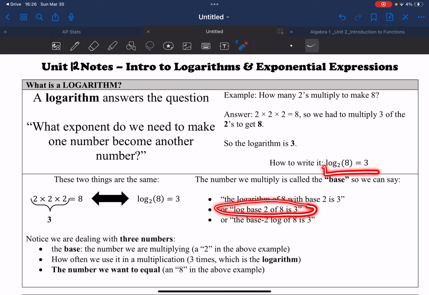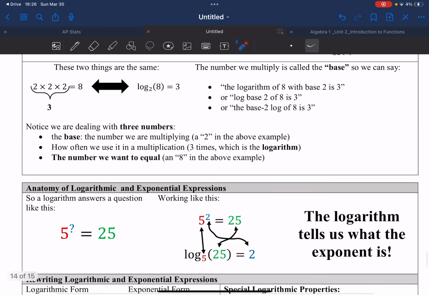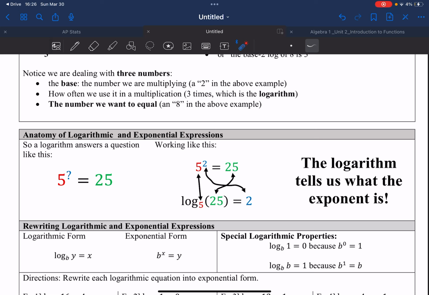Notice we're dealing with three numbers. The base, that's the number we are multiplying. How often we use it in multiplication is the logarithm. And the number we want to equal is, in our example, 8 above. Okay. So looking at logarithm and exponential expressions, we are always trying to answer this question.